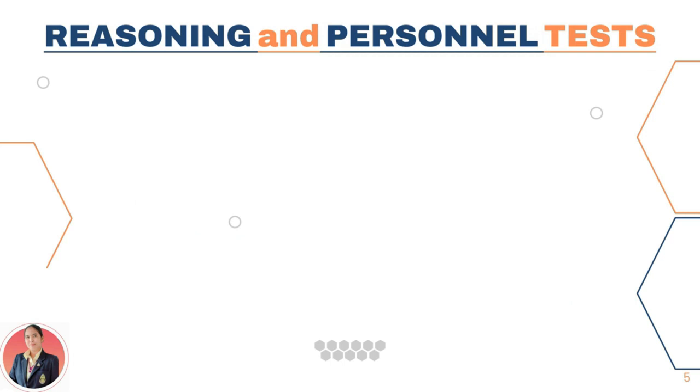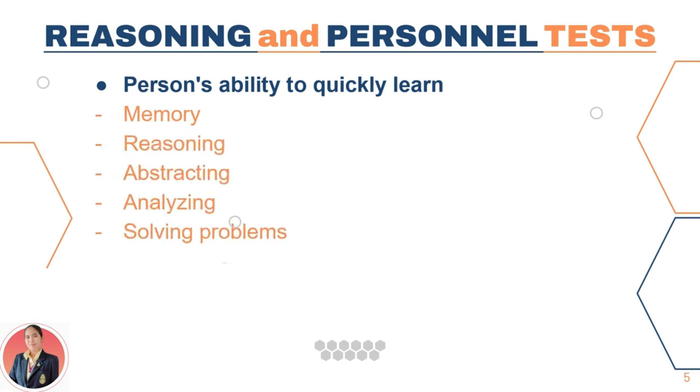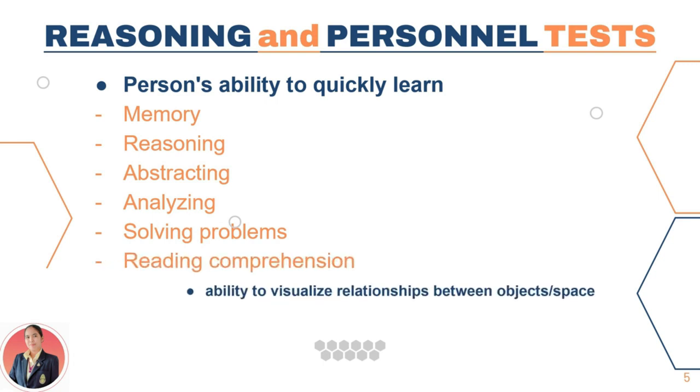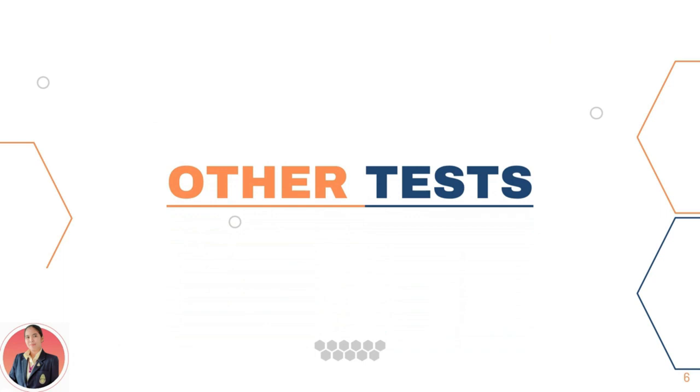They are widely used in personal selection because they measure a person's ability to quickly learn those jobs which involve memory, reasoning, abstracting, analyzing, solving problems, and reading comprehension. They also indicate the ability to visualize relationships between objects or space, to think ahead, and to judge accurately, which are manifestations of a person's intelligence.